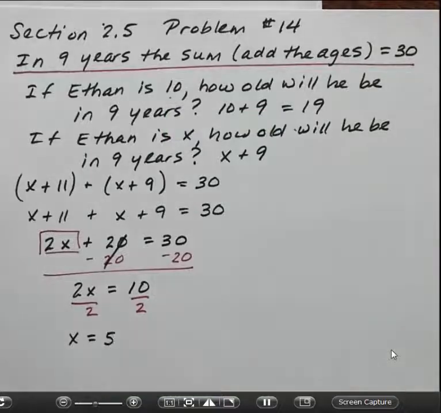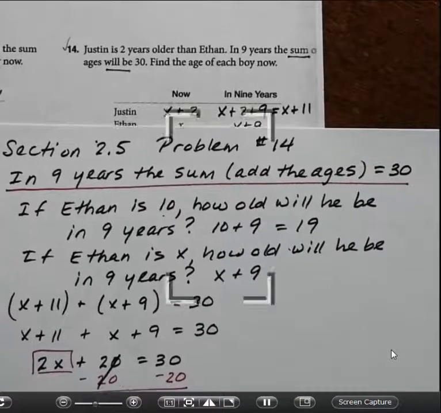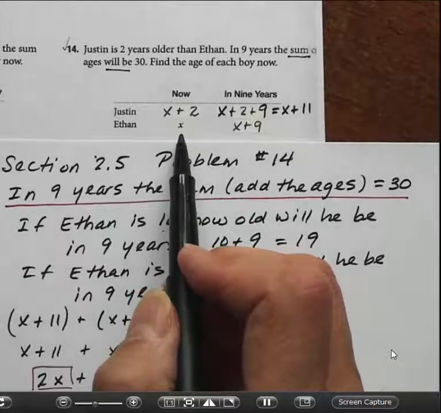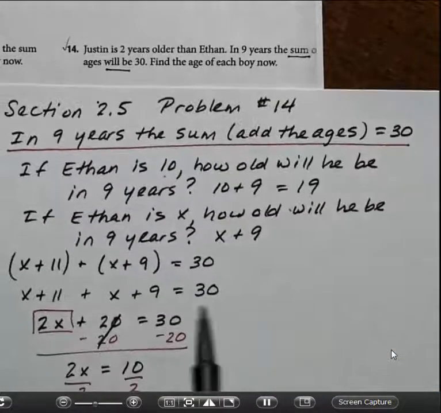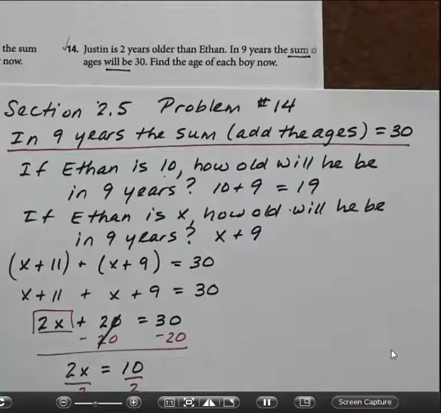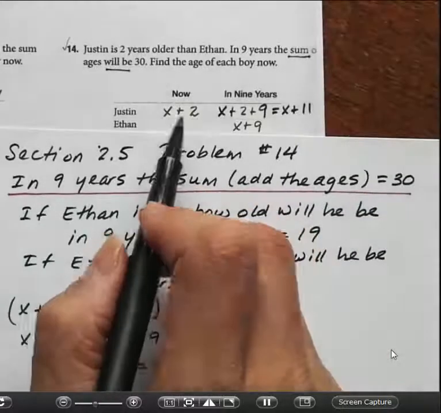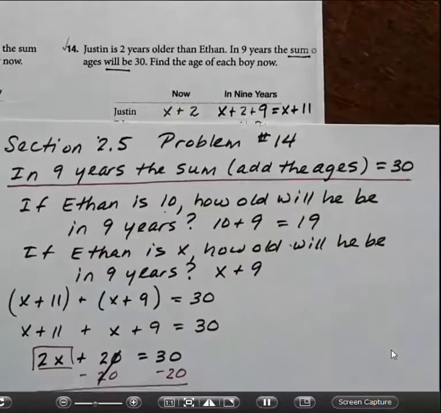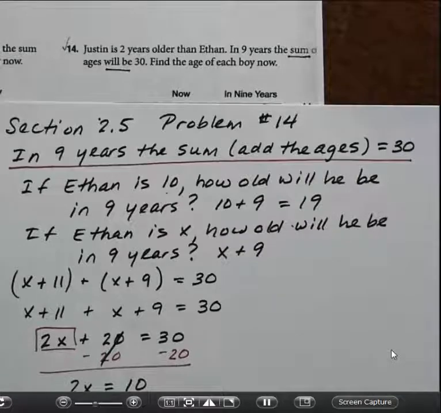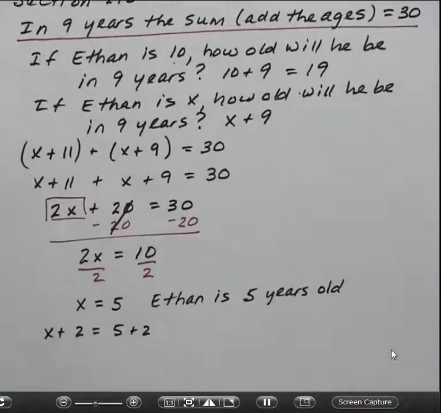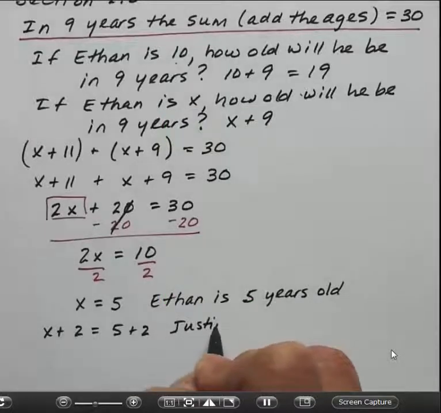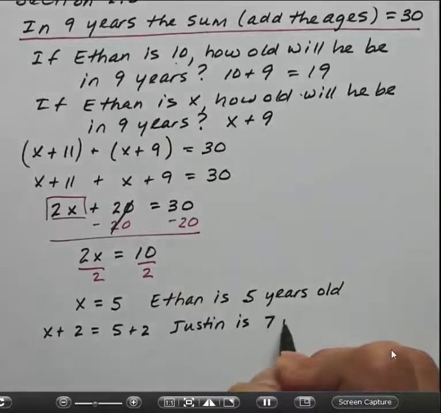And now we need to go back to our problem, and what was x representing? X represented Ethan's age. So x is 5, which means that Ethan is 5 years old. And remember that Justin was x plus 2, so he was 2 years older, so that means 5 plus 2, and that is Justin is 7 years old.